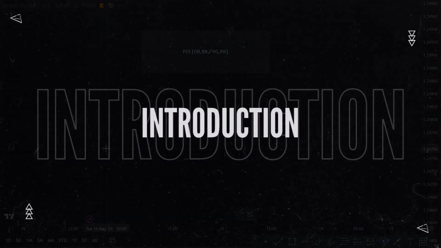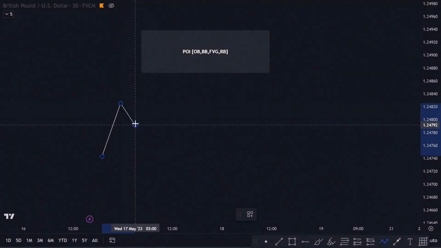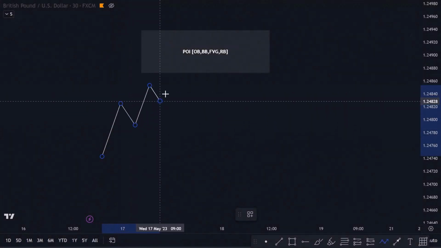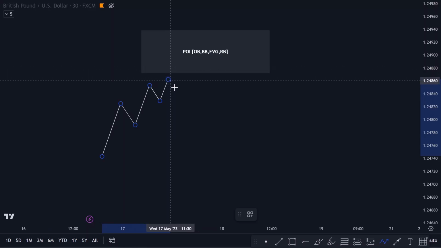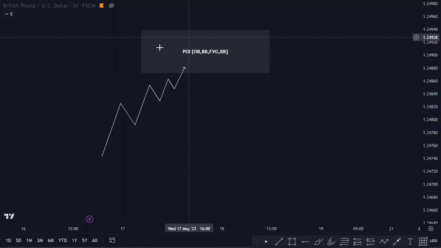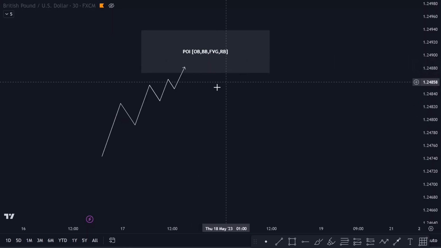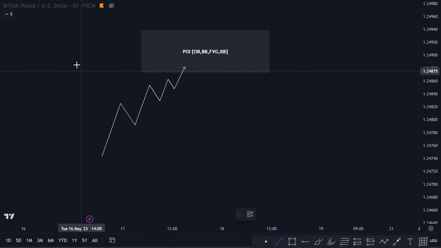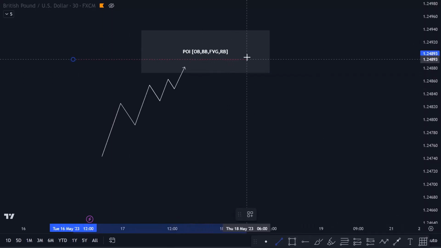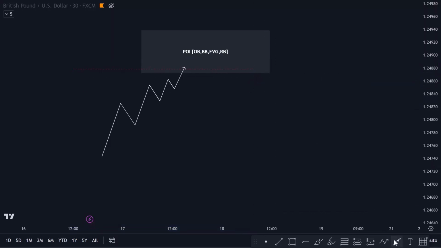Okay, so the mistake is, imagine price coming into a point of interest. Now, a point of interest can be an order block, breaker block, fair value gap, rejection block, or it can also be a sweep. Okay, so let me just add this. Maybe a sweep also. I'll just put it here. So this is a sweep, okay? So a higher time frame sweep or a higher time frame POI.